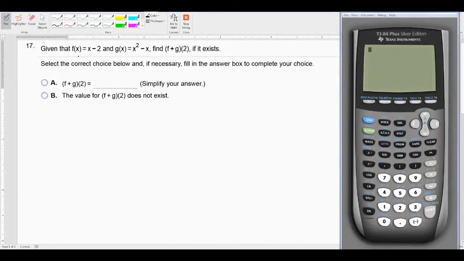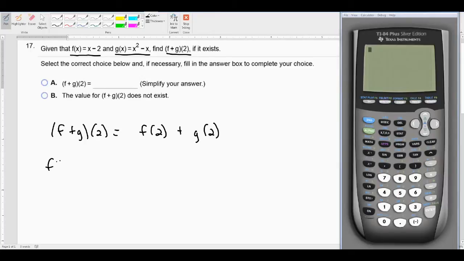For this problem, we're given two functions. f of x is x minus 2, and g of x is x squared minus x. You're asked to find f plus g of 2. Now, if it exists, well, this does exist. When you find f plus g of 2, the key word to remember is separate. We're going to find f of 2, we're going to find g of 2, and we're going to add those.